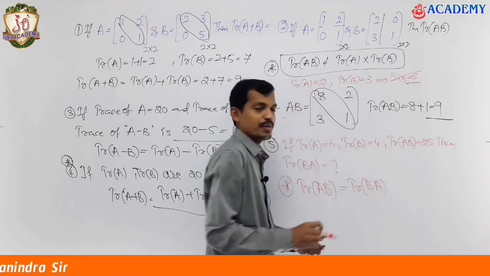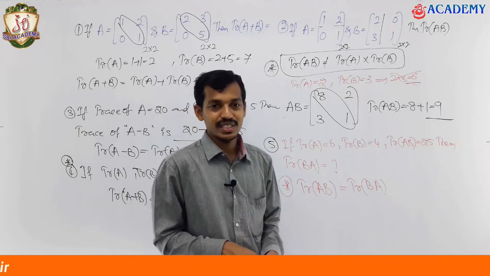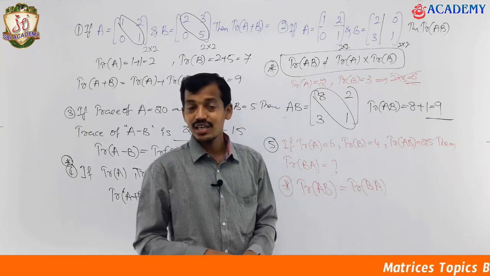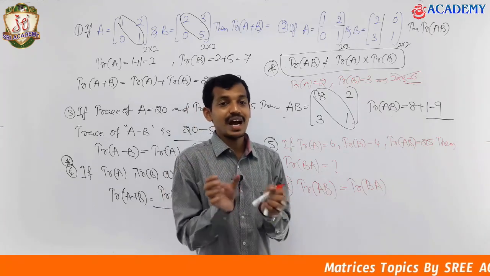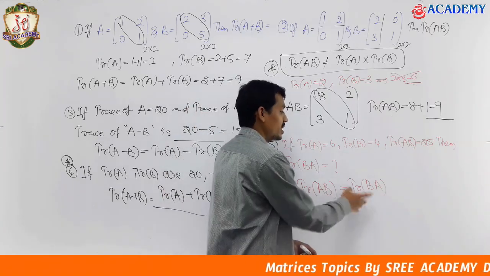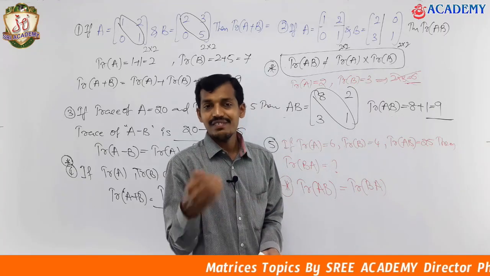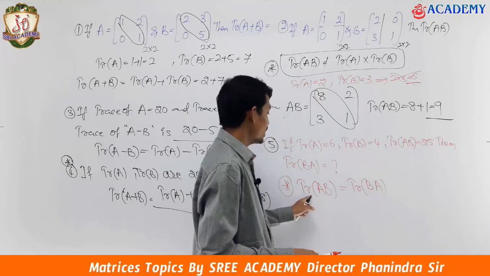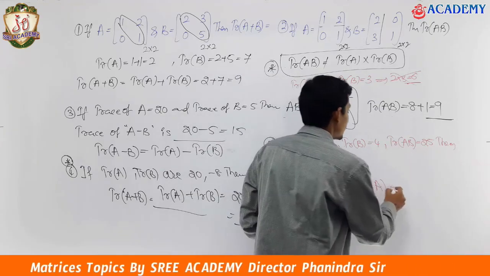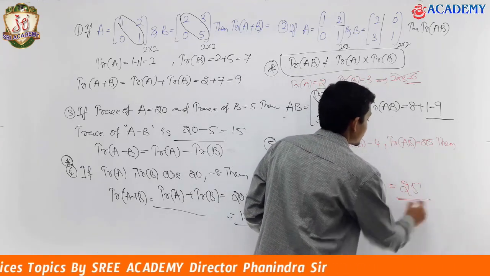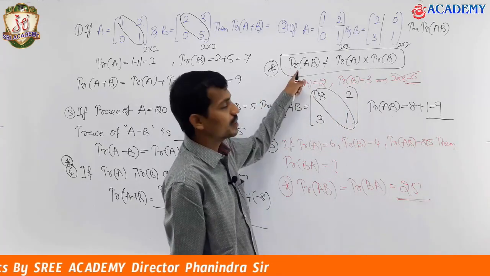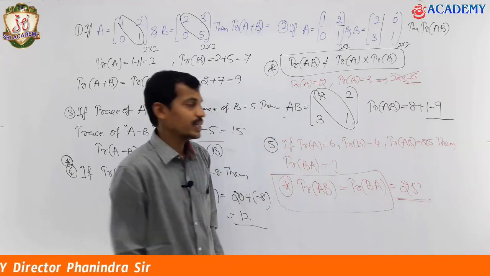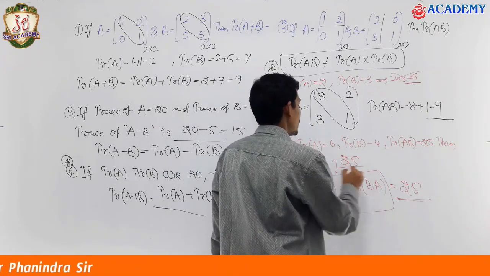If AB and BA both exist, why? Because trace of A and trace of B exist, it means they are square matrices. Here, if AB and BA matrices exist, the matrices AB and BA may or may not be equal, but their trace is compulsorily equal. Always trace of AB equals trace of BA. Indirectly, what he asked is trace of BA. Here trace of AB is given, so simply 25 is going to be your answer. Trace of AB should always equal trace of BA. Indirectly your answer is going to be 25.